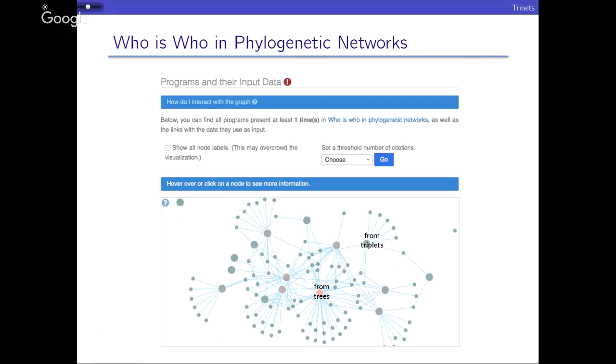So for example, if you have some trees and you want to build phylogenetic networks out of trees, then you can just look on the website and it will give you all the software, with the URL where you can find the software and the citation of the paper where the algorithm is explained. You can also take this graph and filter to get only the software that has been used more than X times. So it's a really powerful tool, and I would strongly suggest you have a look if what I discuss today does not suit you. So this concludes the first part of the talk.